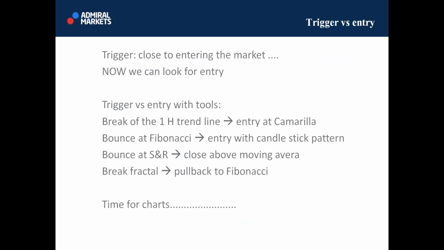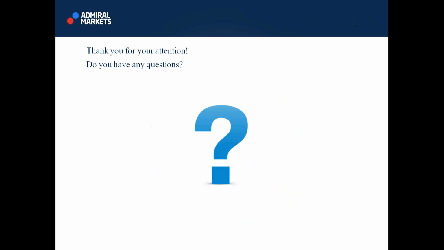Here are some more examples in the middle. Break of the 1-hour trend line could be the trigger, after which you could be looking for entry at the Camarilla. A bounce at the fib could be the trigger, but the entry could be with the candlestick pattern. The bounce at the support or resistance could be the trigger, but the close above moving averages could be the entry. The break of the fractal could be the trigger, but the pullback to the Fibonacci could be the entry. You get tons of ways of combining this. The combinations are quite vast in this trigger entry possibility.